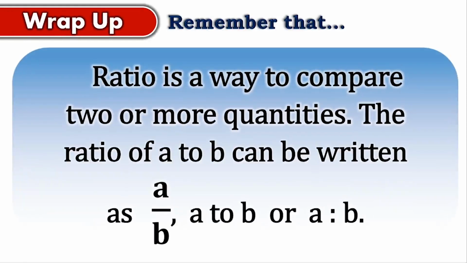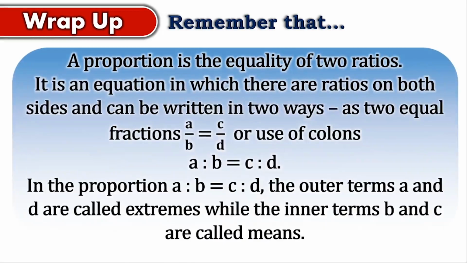Let's wrap up today's lesson. Ratio is a way to compare two or more quantities. The ratio of A to B can be written in three different ways: as a fraction, using the word to, or using colon. On the other hand, a proportion is the equality of two ratios. It is an equation in which there are two ratios on both sides and can be written in two ways: as two equal fractions or use of colons.